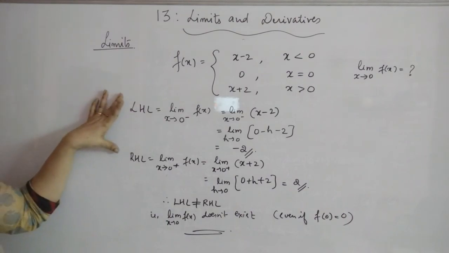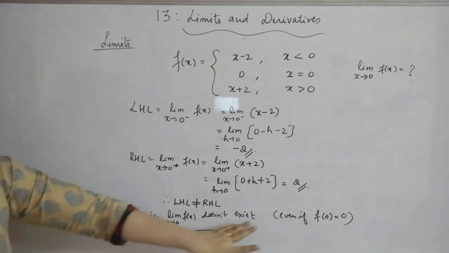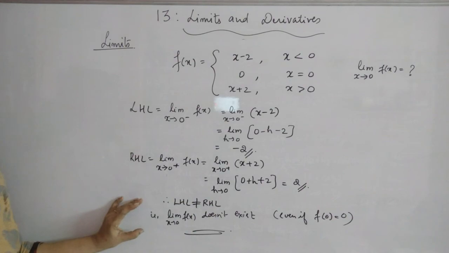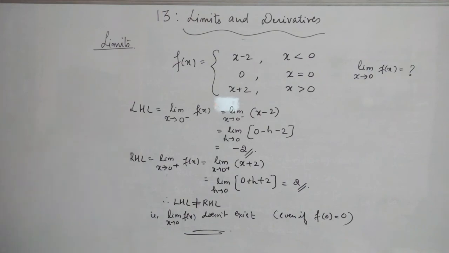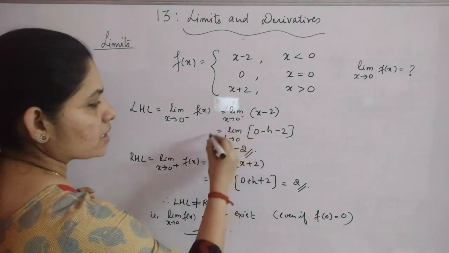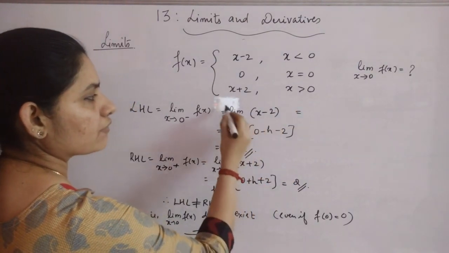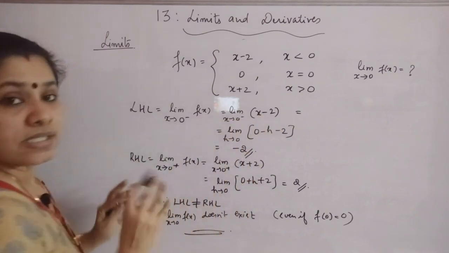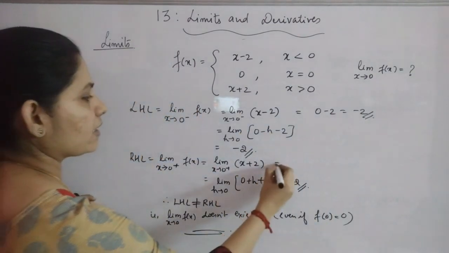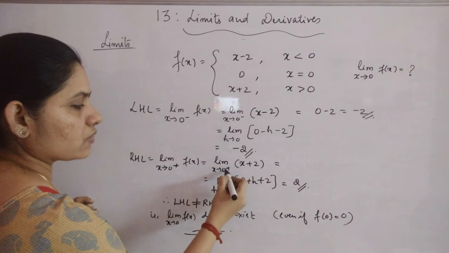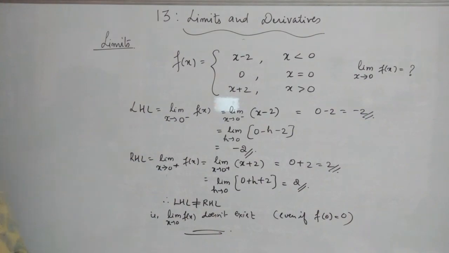So now I think you have understood the importance of the left hand limit and right hand limit, because even if the function is defined at the point, it is not necessary that the limit exists. So the left and right limits are to be considered here. One more thing: you can avoid this method also. If after this step you directly replace x with 0, you get 0 minus 2, which is minus 2. Similarly, on the right, replacing x with 0 gives 0 plus 2, which is 2. So the value you get is the same.